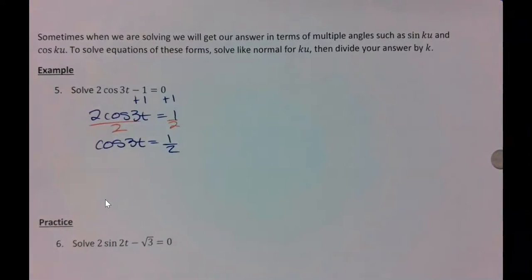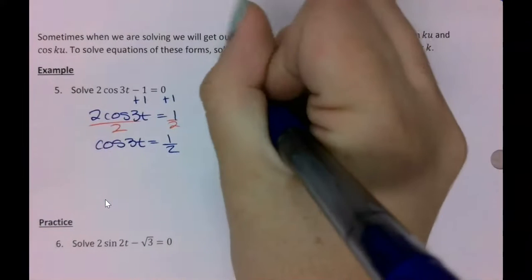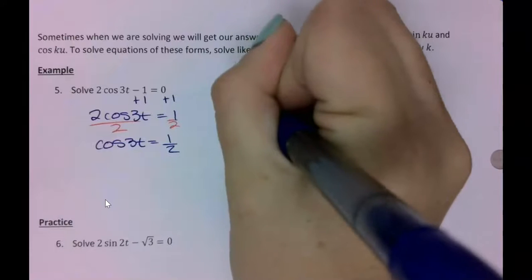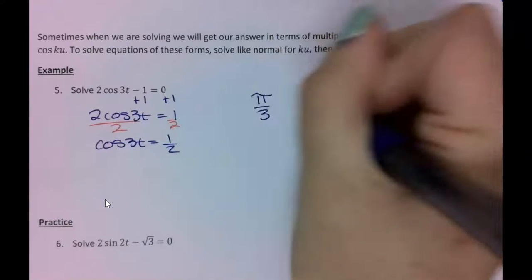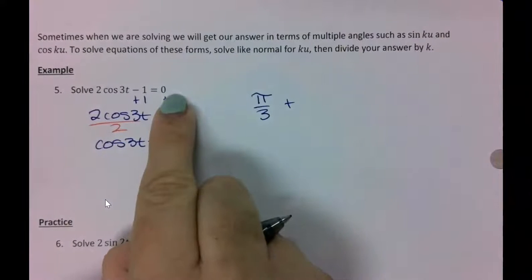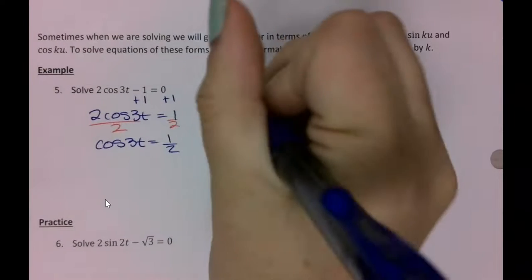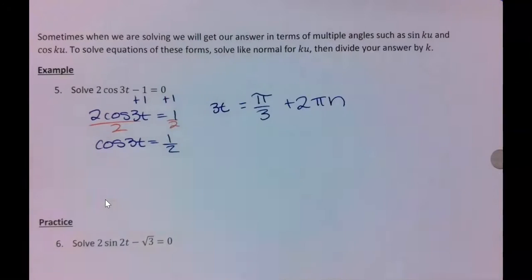So just like normal, I want to decide where cosine equals 1/2 according to that chart. It is at pi thirds. And because I don't have an interval, it's going to be plus 2 pi n. And then I am going to actually have this equaling 3t right now. So I'm going to have 1 more step to solve.